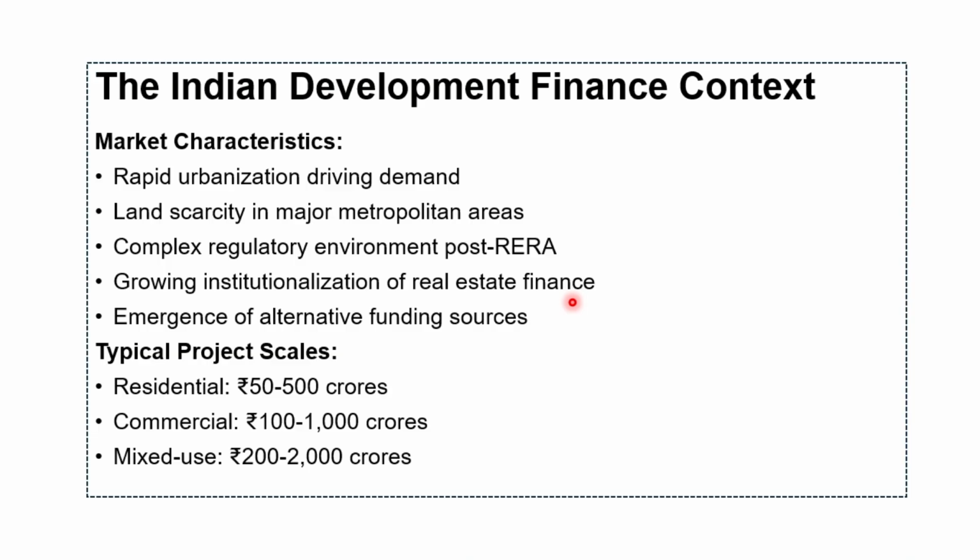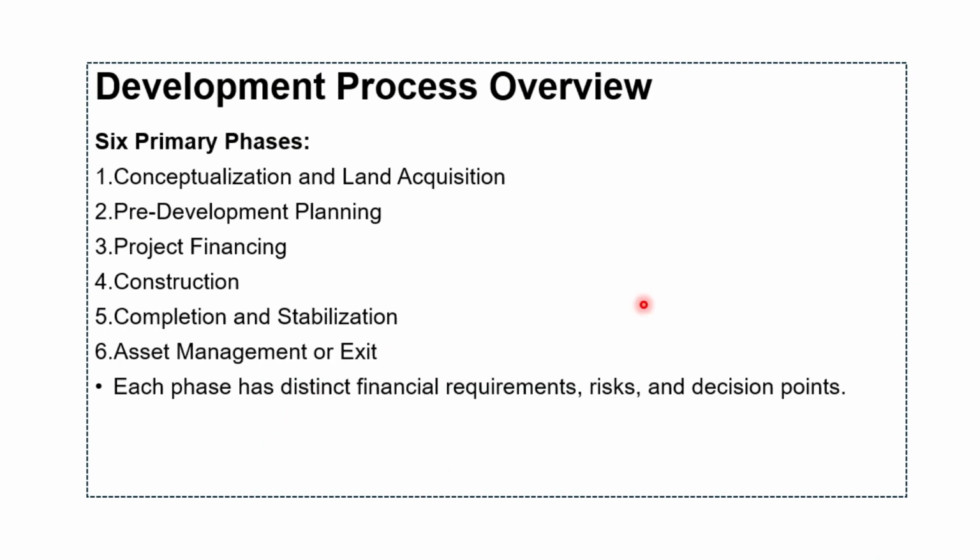Similarly, for commercial it can vary from 100 to 1000 crores, and for mixed use it can vary from 200 to 2000 crores, depending on the micro market or the city in which the project is situated. Then we have 6 primary phases of development. So we have to see what these phases are.